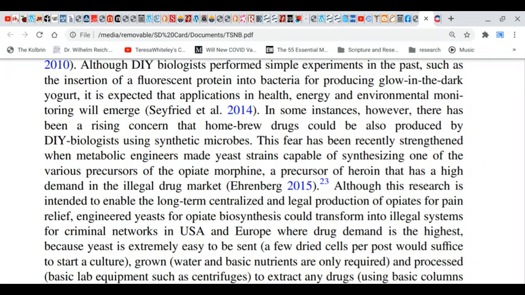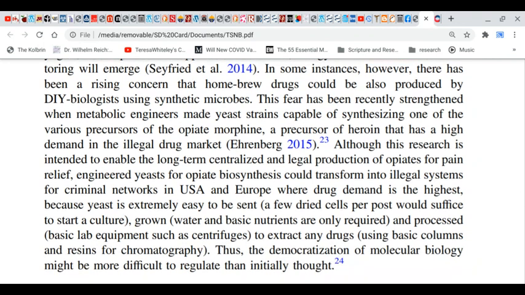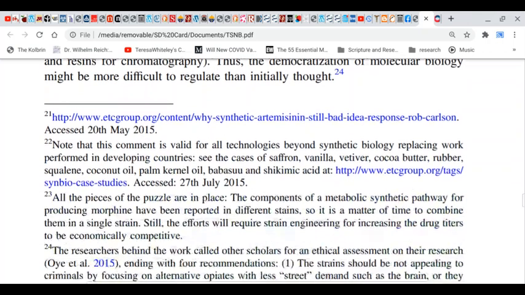engineered yeast for opiate biosynthesis could transform into illegal systems for criminal networks in USA and Europe, where drug demand is highest. Because yeast is extremely easy to be sent, a few dried cells per post would suffice to start a culture. Growth water and basic nutrients are only required, and basic lab equipment such as centrifuges to extract any drugs using basic columns and resins for chromatography. Thus, the democratization, I'm sorry, of molecular biology might be more difficult to regulate than initially thought.